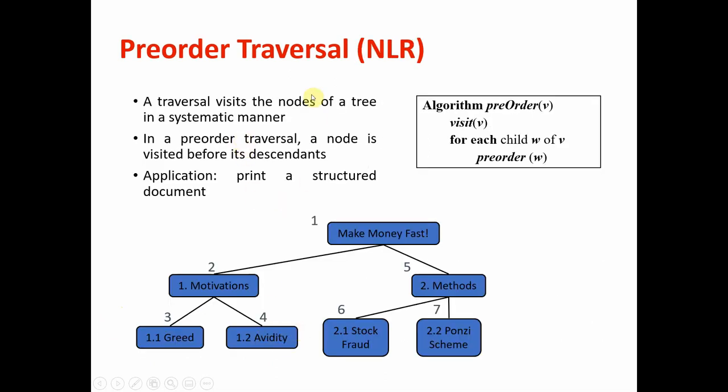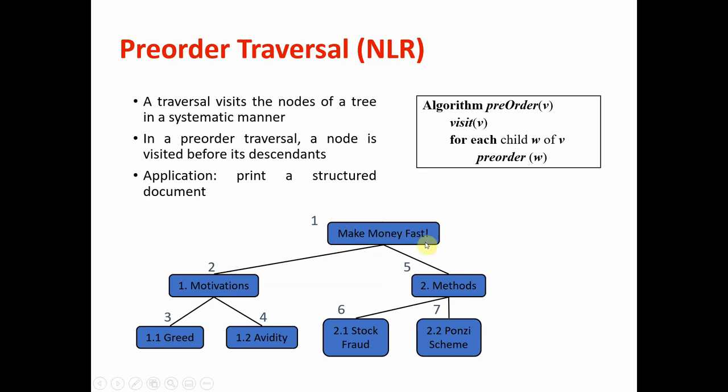In the pre-order traversal, a traversal visits the nodes of a tree in a systematic manner. In a pre-order traversal, a node is visited before its descendants. So first we visit the node, and then the left subtree, then the right subtree. Here, if we want to do pre-order traversal for this tree, this is a node, so we display this one. Let's say we want to display all the elements of the nodes.